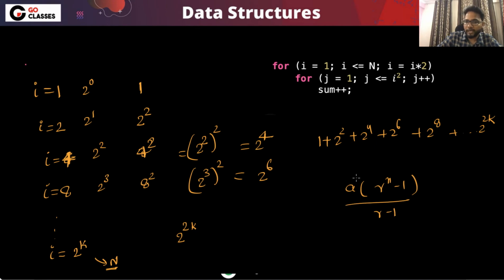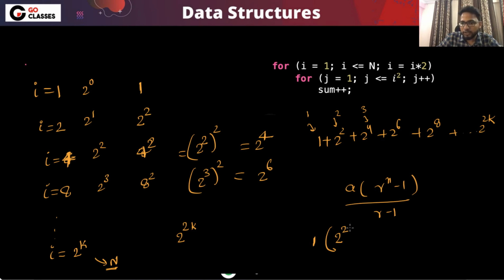So you will say a is just 1 and then r, which is 2 power 2, and n is the number of terms. So number of terms is k, right? It is 2 power 2, the first term, it is the second term, it is the third term. So the number of terms will be either k or k plus 1, does not matter. So I am just taking it as k.